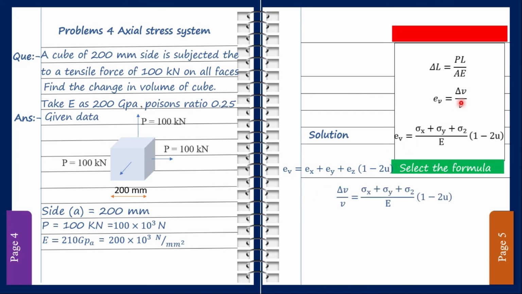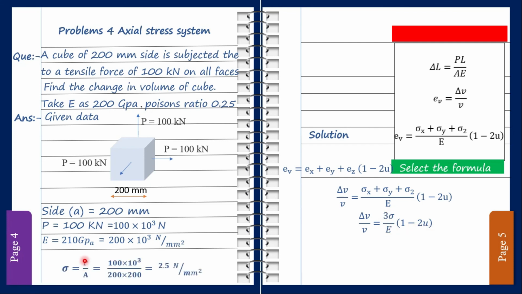EV I can replace delta V by V, and EX, EY and EZ I can write in terms of sigma x plus sigma y plus sigma z upon capital E into 1 minus 2 mu. As you see, P value is equal for all directions. So I can replace this sigma x, sigma y and sigma z by sigma. So delta V by V is nothing but 3 into sigma upon E into 1 minus 2 mu.